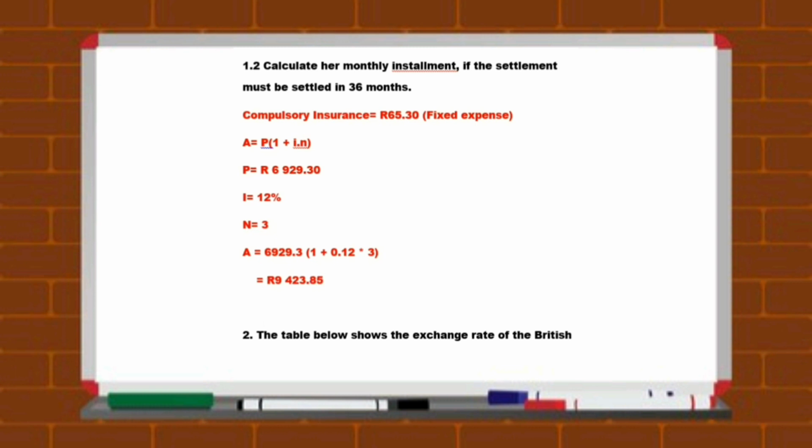But remember, we have to pay in monthly installments. So you're going to take this A divided by 36, and then also add the 65.30 for insurance. And then what's your final answer going to be?